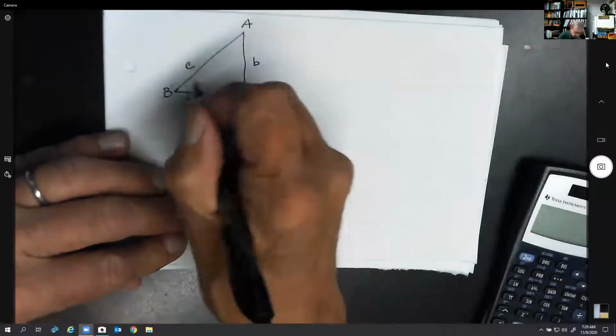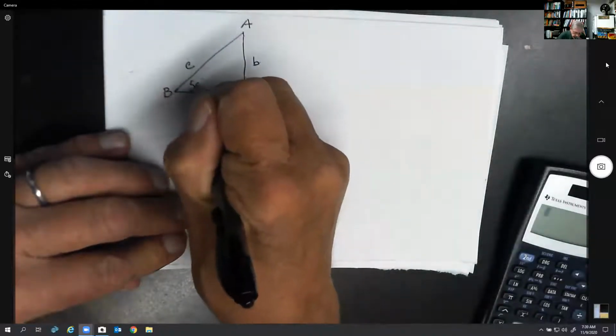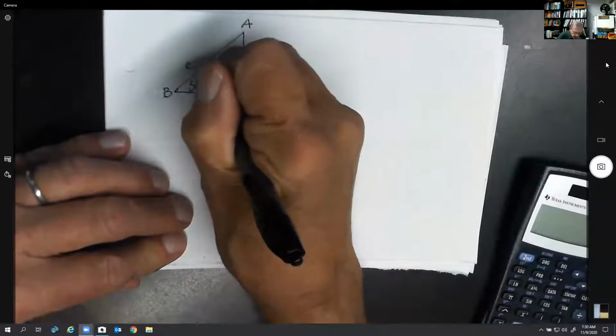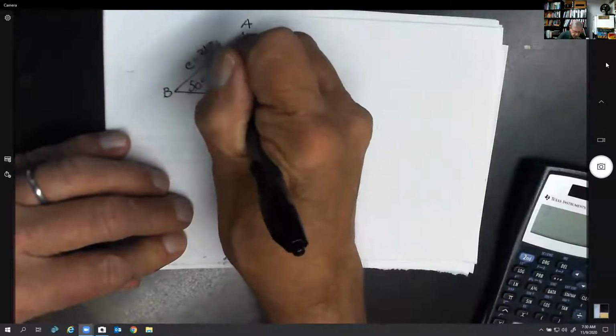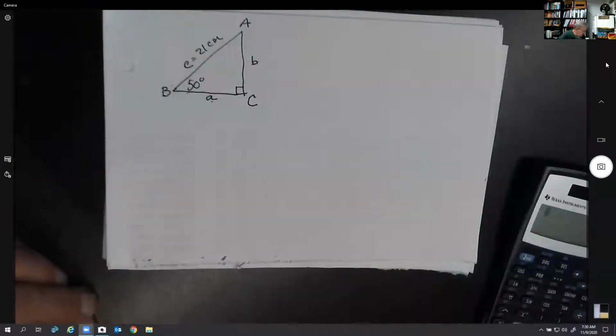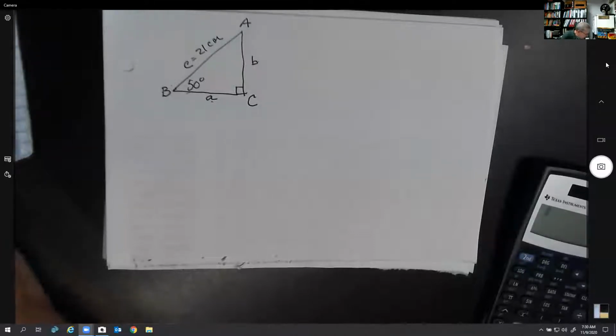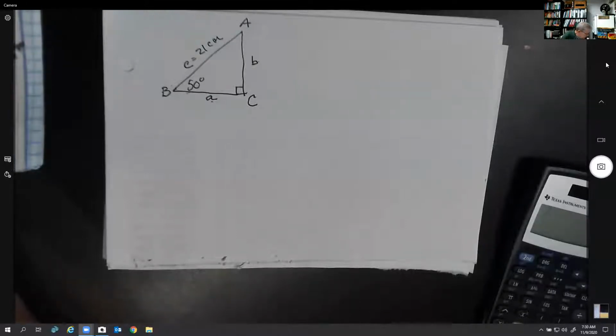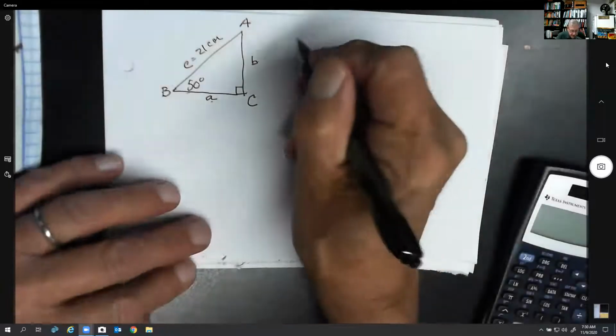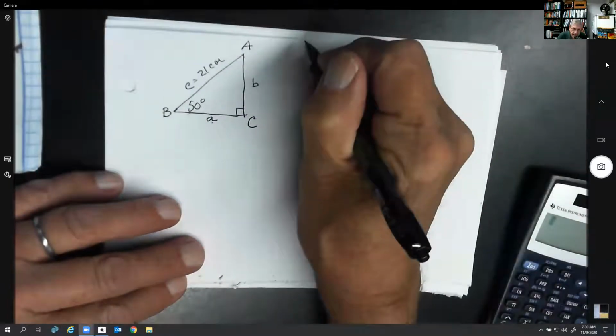On this one, they told us this angle was 50 degrees, and they told us this was 21 centimeters. And what they want us to do on this particular problem, let's see, what do they want? Example 1, what are we trying to find here? I think we're trying to find side A. I didn't really see it in the instructions. Yeah, suppose we need to find side A. So we're trying to find side A.